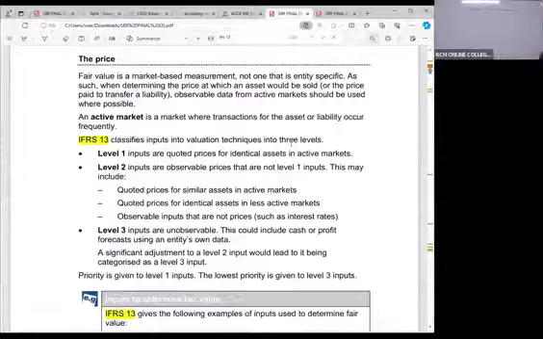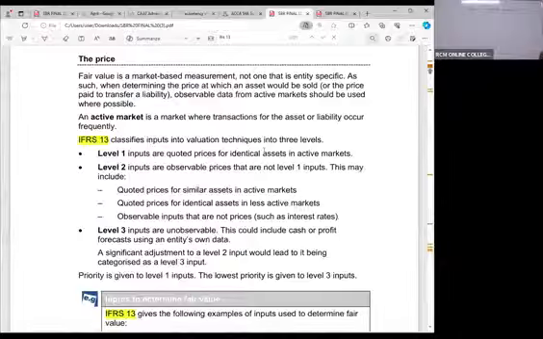The three levels here. We have level 1 inputs. Level 1 inputs are quoted prices for identical assets in active markets. I have this goat, this particular sheep here. It's a topper sheep. I know the size, I can see the size. I can see this one. This one is very, very identical to mine. So if it's identical to mine and it was sold at 13,000, then I'll be able to value mine at 13,000. So level 1 inputs are basically for identical items in the market.